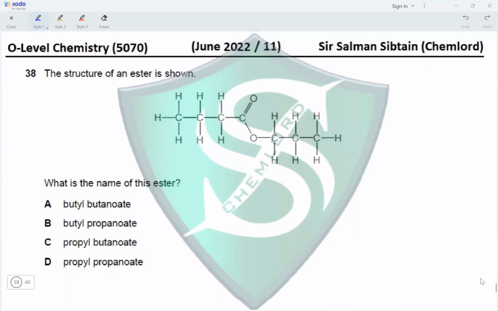Question 38. The structure of an ester is shown. What is the name of this ester? Okay. So the name of the ester includes the name of the alcohol and the name of the carboxylic acid. The carbon with the double bond O is part of the carboxylic acid, and the carbon attached to single bond O is part of the alcohol. And the name of the alcohol is written first. So in this case, we have 3 carbon atoms in the alcohol portion. So this becomes propyl. The name begins with propyl.